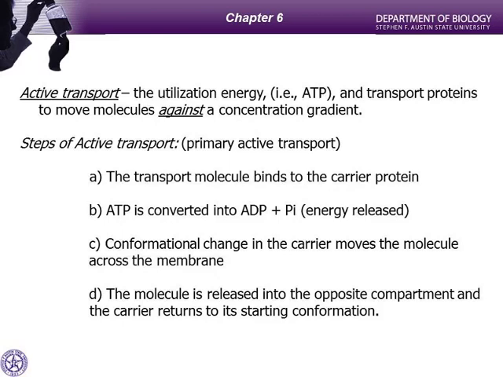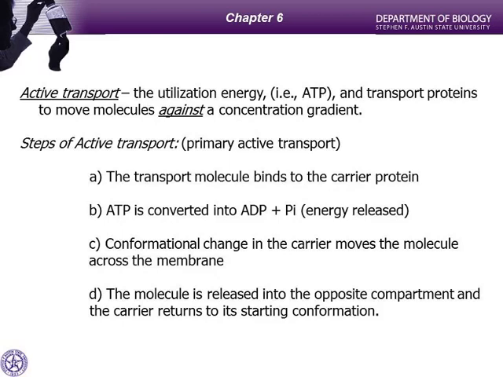Now we're going to have 5 steps. I think I might only list 4, but we're going to break that last one down into 5 steps. So when we look at primary active transport, we're going to bind the transport molecule to the carrier. It's got to get stuck there first. If it doesn't get stuck, nothing's going to happen.